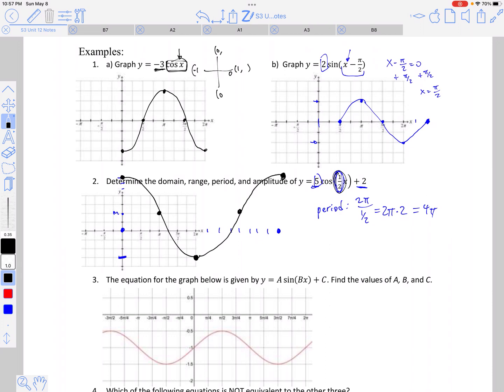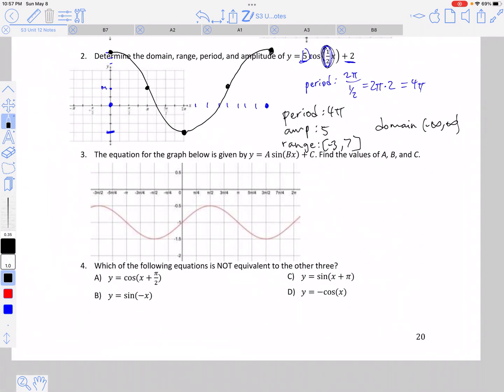0 to 4 pi is our period. Okay, so our period we found was 4 pi. Our amplitude was 5. And because we switched the midline, that affected our range. So with a midline at 2 and an amplitude of 5, that took us to 7, but down to negative 3. And our domain is negative infinity to infinity.